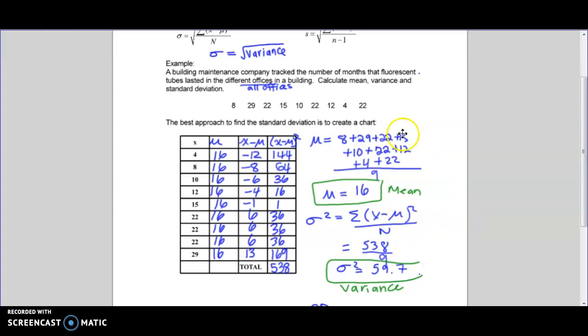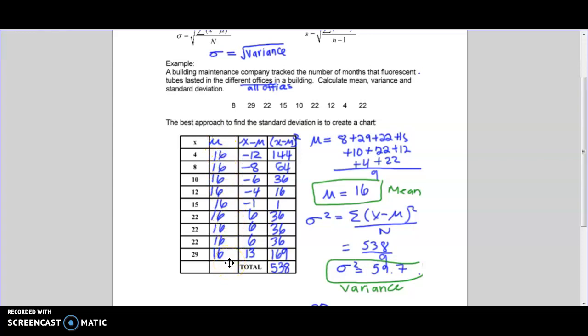But before we get there, let's go in order. The first thing we're asked for is the mean, which is fairly straightforward. Add all of your data points together and divide by the number of data points that you have. There are 9 of them. Dividing by 9 tells us our mean is 16. So in the column where we see the mean, we're going to write 16 going all the way down.